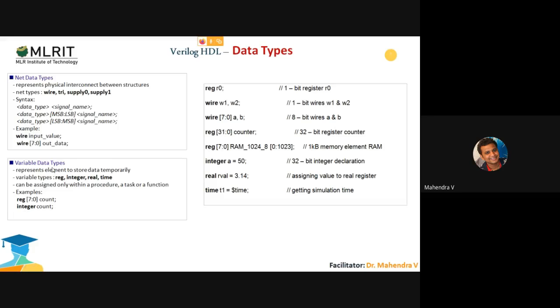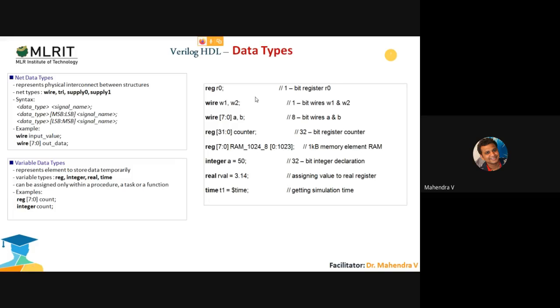But a variable data type stores the information. The examples for variable data types are reg, integer, real, and time. These are the four variables, and these variable data types store the data. That's why wherever you want to store the data, there we use reg, not wire. Wherever you want to just pass the data between the modules, there we use wire. Here in most of the cases we use wire or reg.